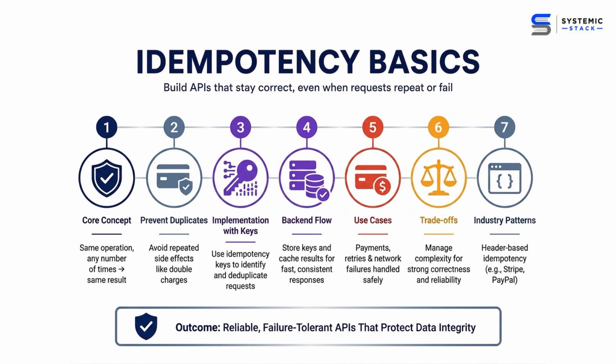This lesson starts by breaking down the core concept of safe repeated operations, defining exactly how idempotency keeps distributed systems predictable. We look at the vital role this plays in preventing duplicate effects, like making sure a user isn't double charged just because they hit submit twice. From there, we move into the actual implementation, where you will learn how to use idempotency keys and choose between different generation strategies. It's important to understand the backend flow here, specifically how we store keys and cache results to keep things fast and consistent.